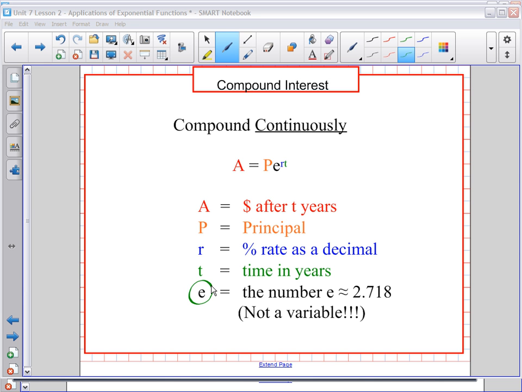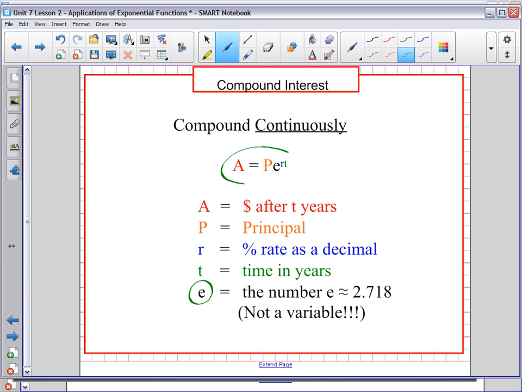As to why the formula changes from the regular compound interest to continuously compounding interest, this P times E to the RT, we're not really going to get into that in Algebra 2 trig this year. However, we do need to know how to use this formula.